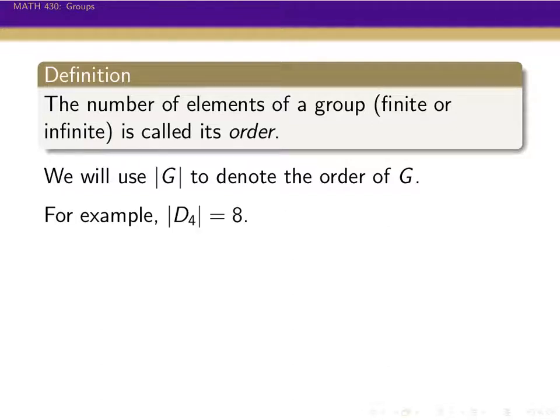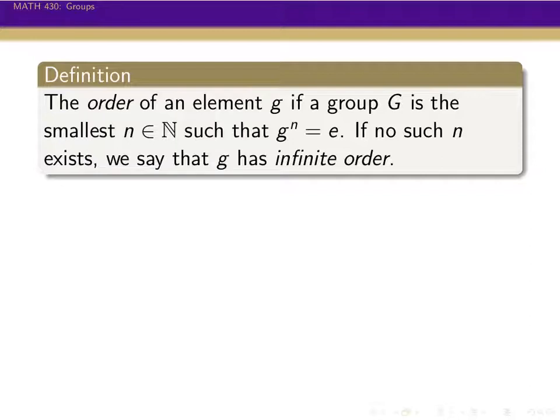And for example, how many elements are in D4? So D4, this is all the symmetries of a square. And for D4, there are 8. So the order of D4 is 8. For something infinite, if we wanted to do what's the order of the integers, we just say that's infinity.